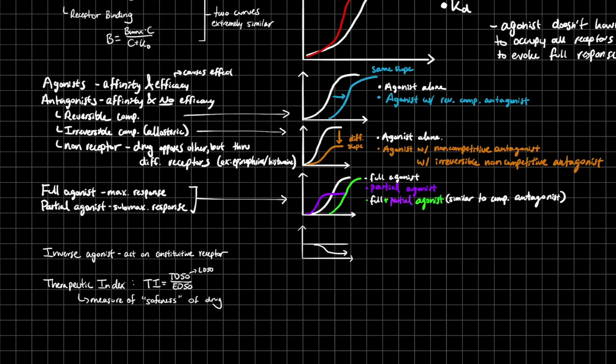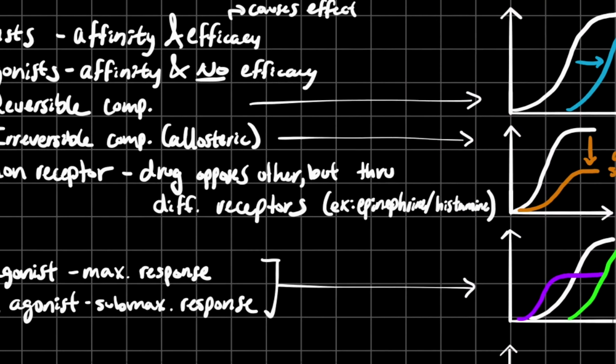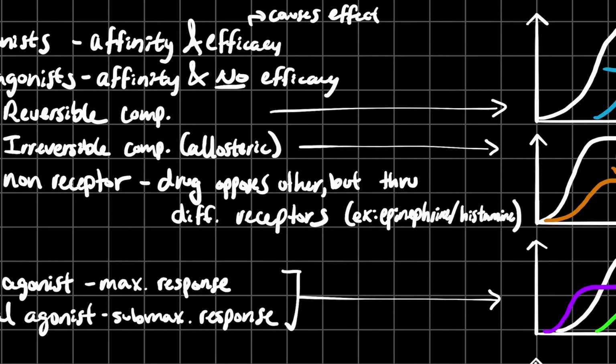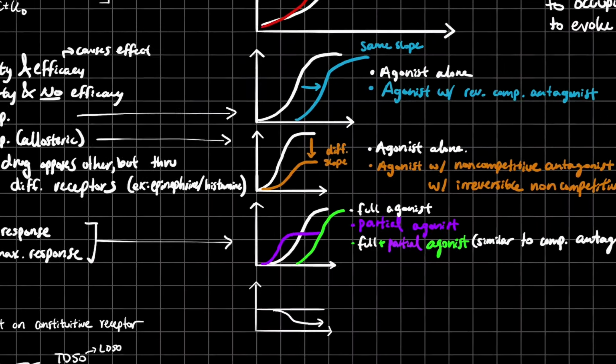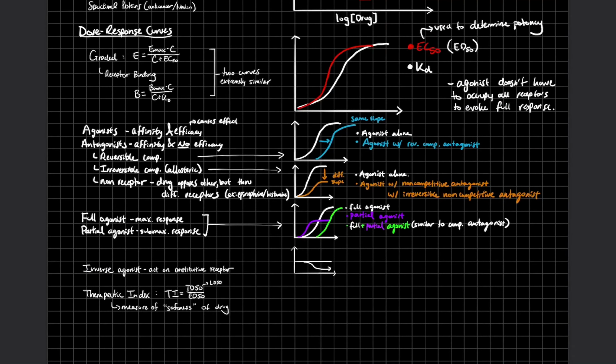And then if we're looking at non-receptor antagonism, which means the drug just opposes the effect of maybe another drug or a constitutive pathway. So if we're looking at epinephrine and histamine, epinephrine is going to vasoconstrict and increase blood pressure, and histamine is actually going to vasodilate or decrease your blood pressure, right? So these two work in opposition, and they are opposites of each other, right? I don't actually have a graph for that one, sorry.